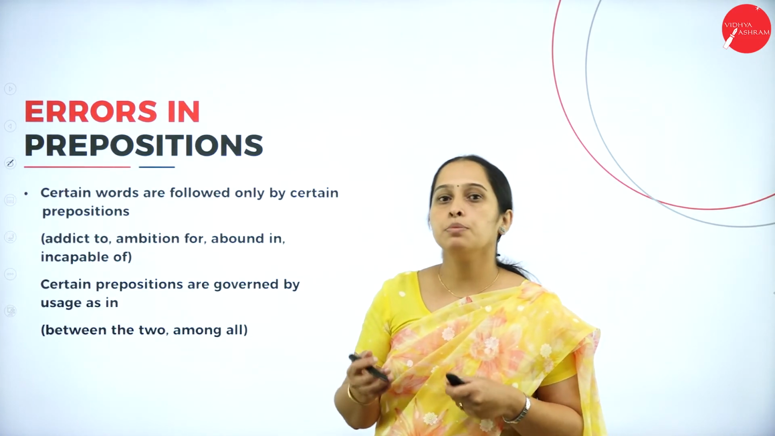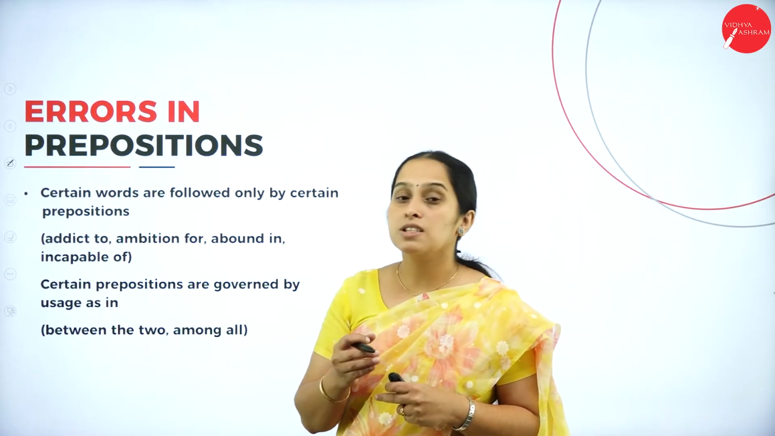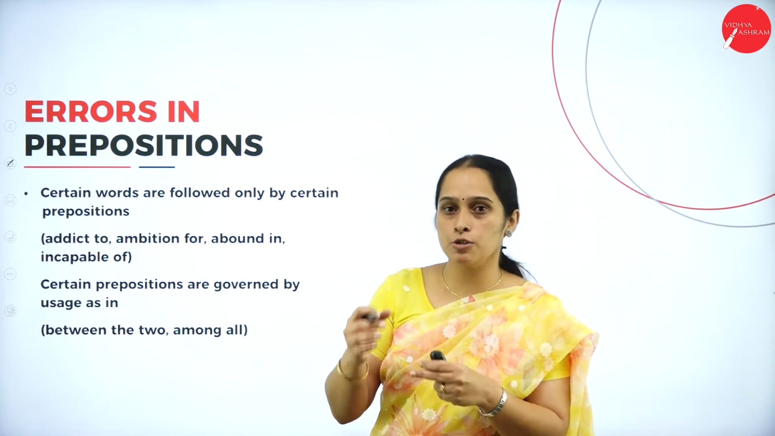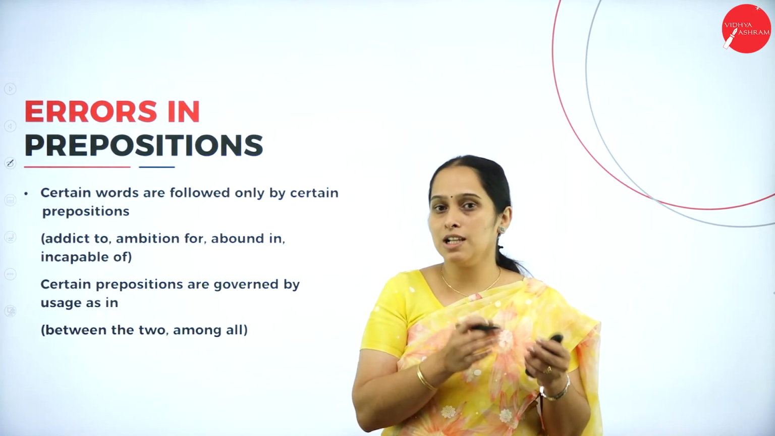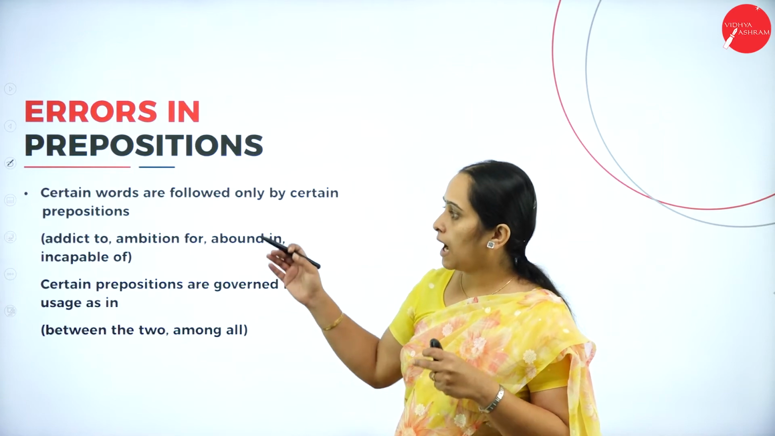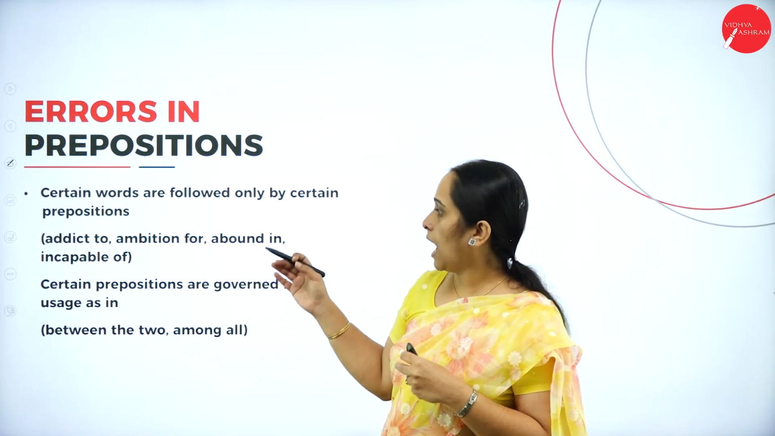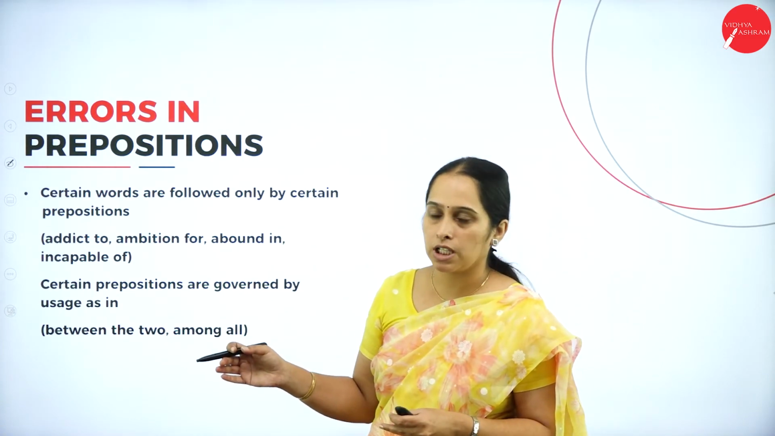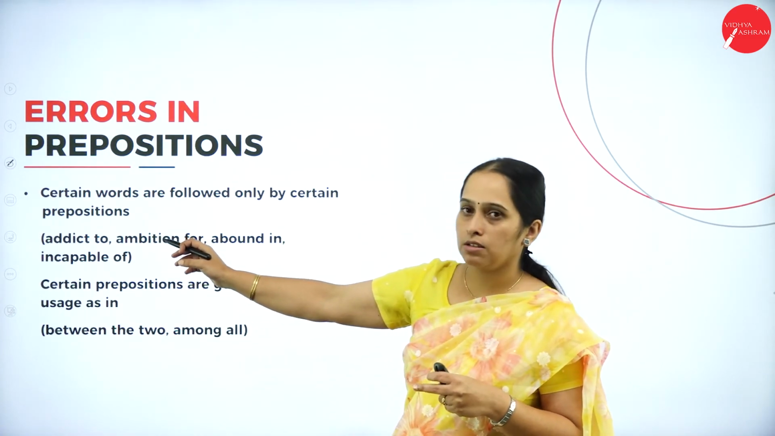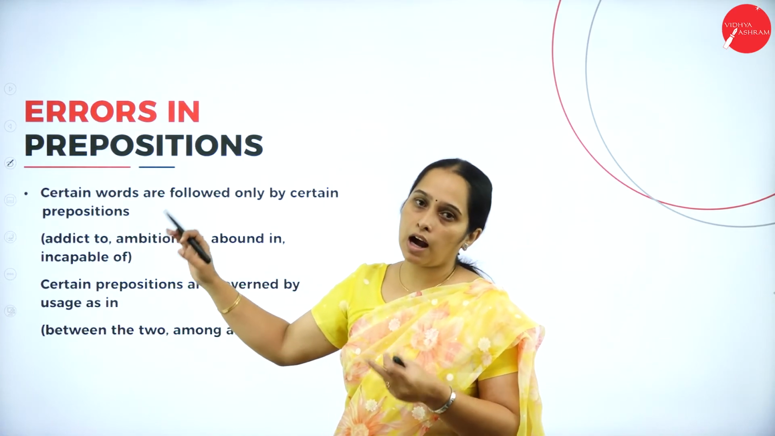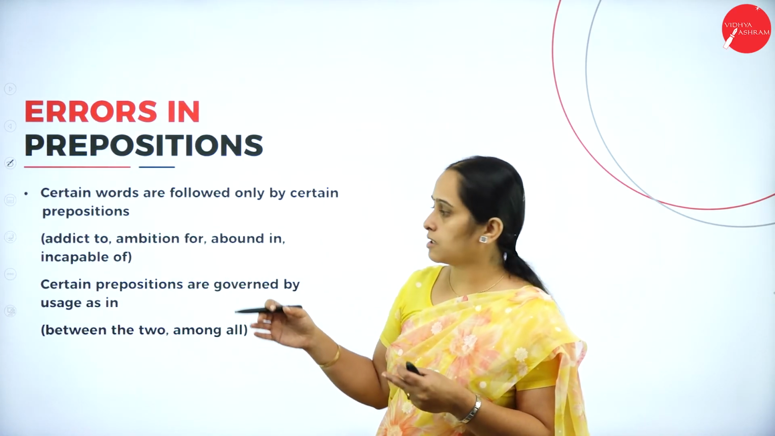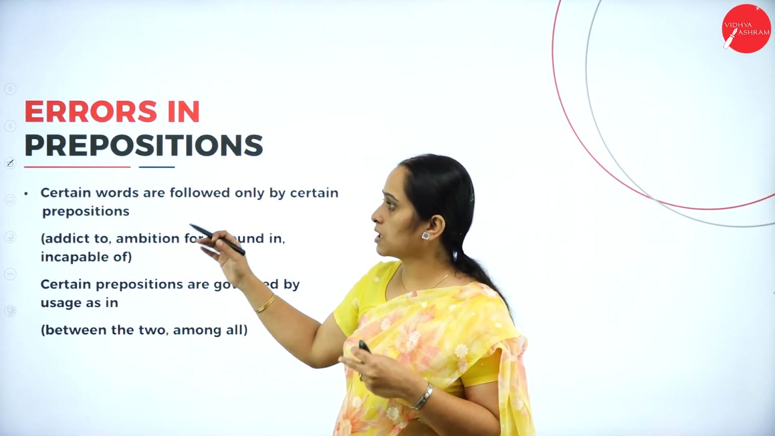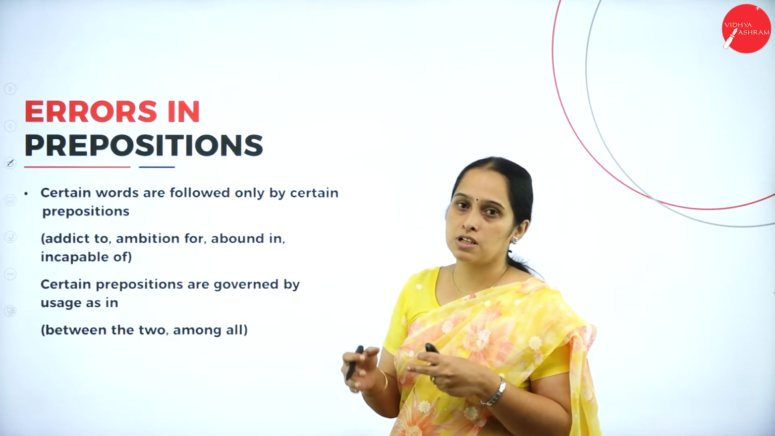Next, errors in prepositions. So, certain words are followed only by certain prepositions. We can't use all the prepositions with certain words, right? For example, addict to, ambition for, abound in, incapable of. We can't use another preposition there. It may give some other meaning. So certain words will have certain prepositions only.